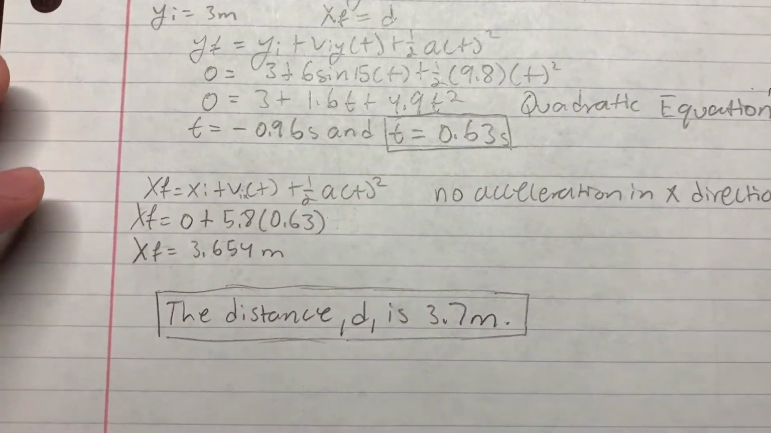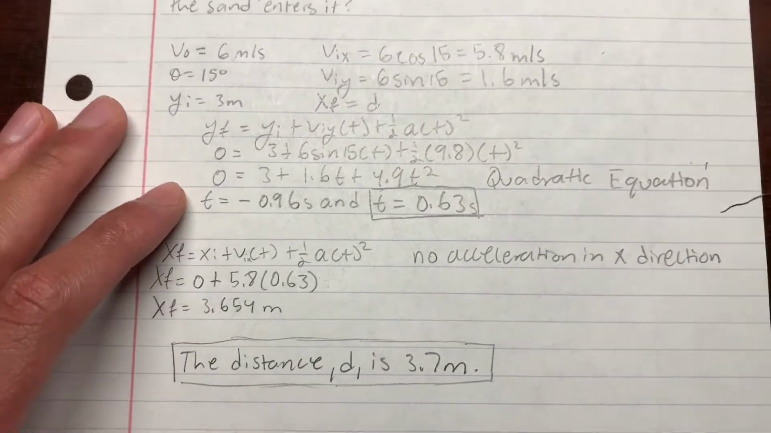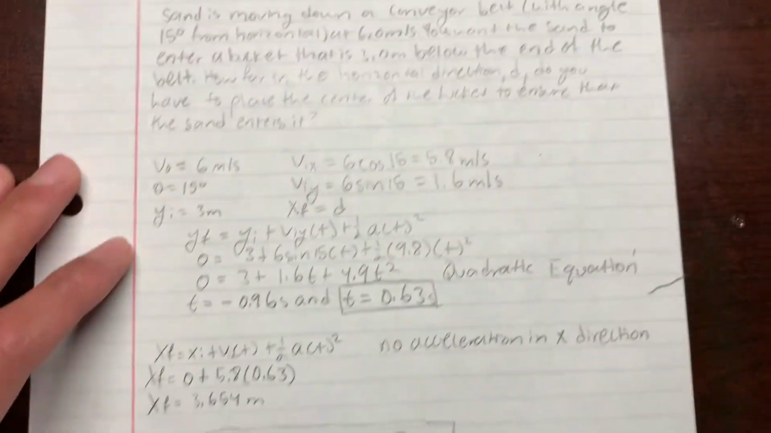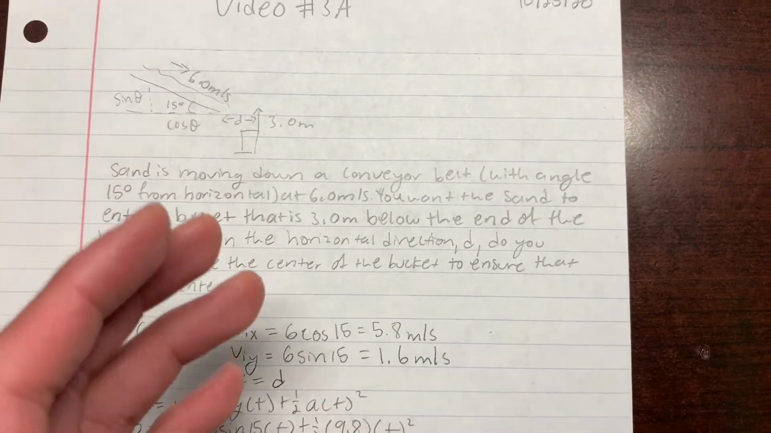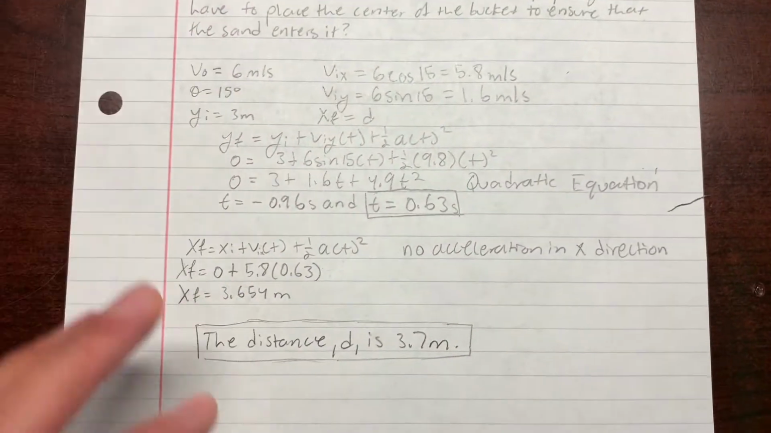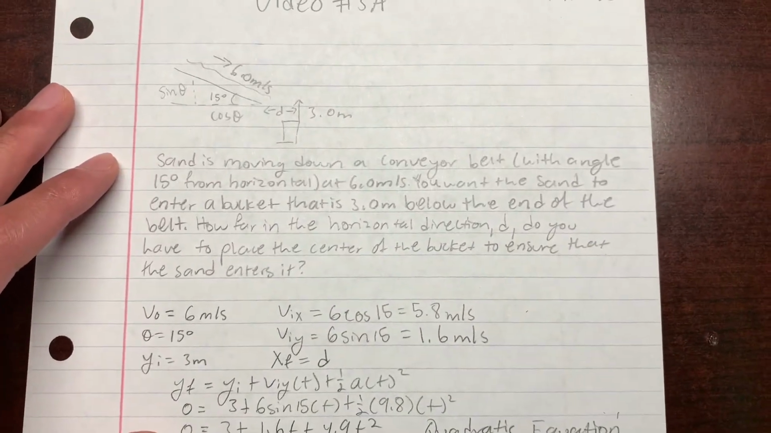And you would get x final is 3.654 meters. That's equivalent to the distance from the belt to the center of the bucket in the horizontal direction. So therefore, the distance D is 3.7 meters, and that is the final answer.